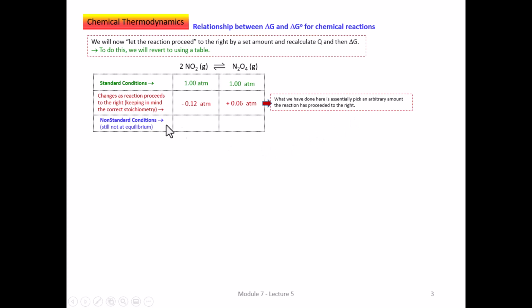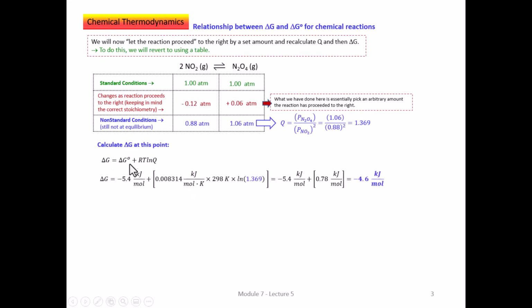At this point, we're now at non-standard conditions, but we're still not at equilibrium, and I can show you that. So at this point, we'd have 0.88 atmospheres of partial pressure of NO2 left. We'd have 1.06 atmospheres partial pressure of N2O4. From there, I'm going to calculate a value of Q, and it turns out to be 1.369. So let's calculate the actual delta G under these conditions. Well, remember, it's the standard delta G plus this adjustment.